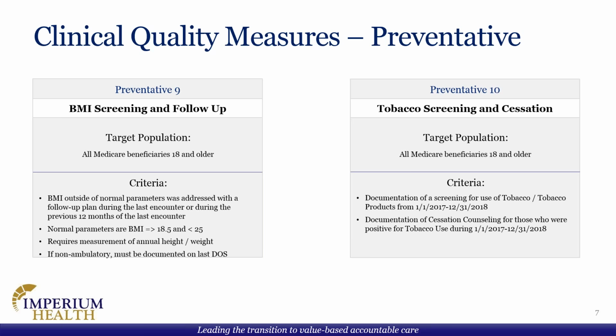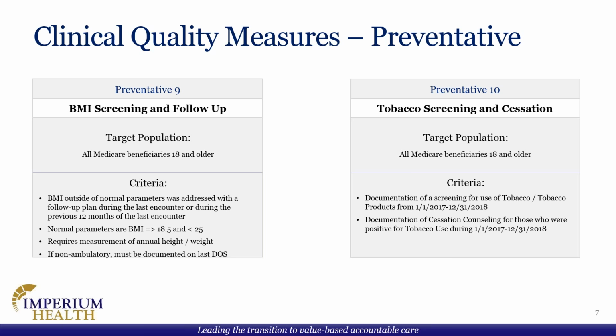The next two preventative measures are screening and follow-up measures. The first is the BMI screening and follow-up, and the target population for this measure is any beneficiary ages 18 and older. The goal of this measure is to make sure that we're recording a BMI on our patients at least once a year, and if the BMI falls outside of range, we develop a care plan or a follow-up plan for that patient. The follow-up plan does not need to be the most exhaustive plan in the world. It just needs to be something that encourages or sets a plan for the patient to be a little bit healthier.